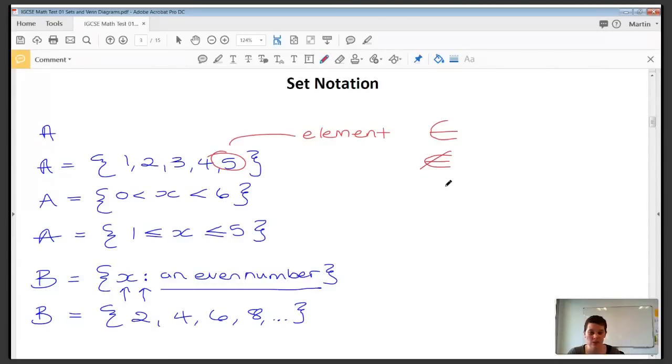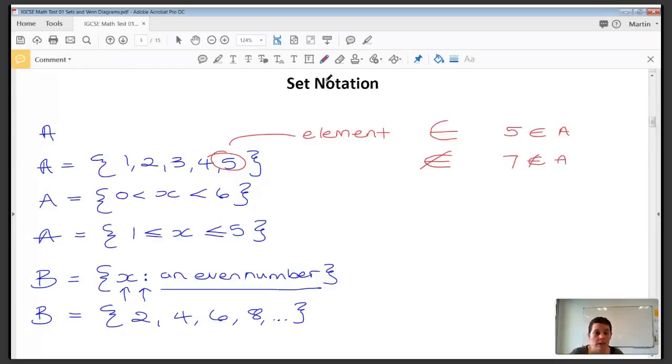And as you get into the notation and the sort of words and the symbols that you use in maths, you'll find there's a lot of pattern, there's a lot of repetition. And that will help you then to get more familiar with it as you go. So in this case, we can say 5 is an element of A, but for example, 7 is not an element of A.